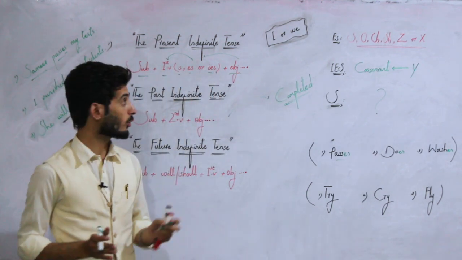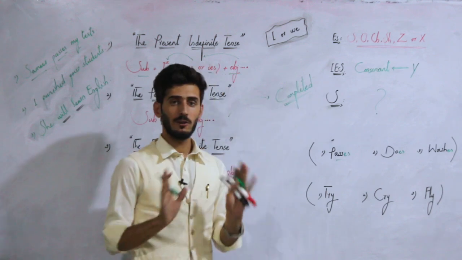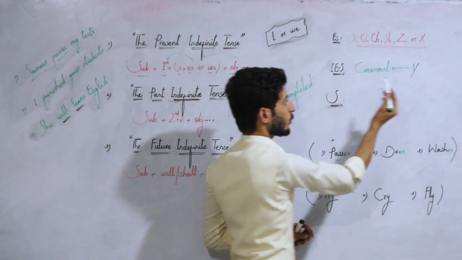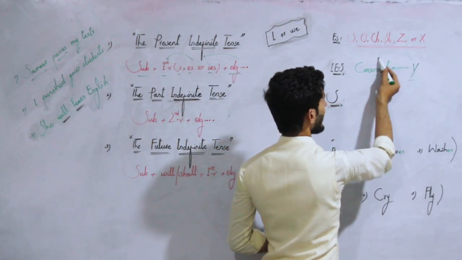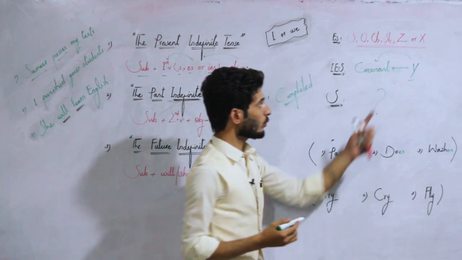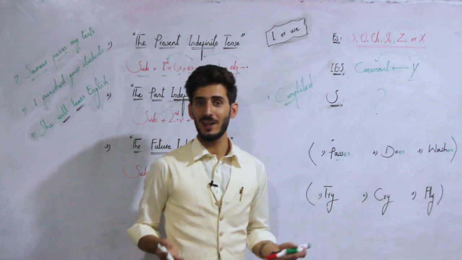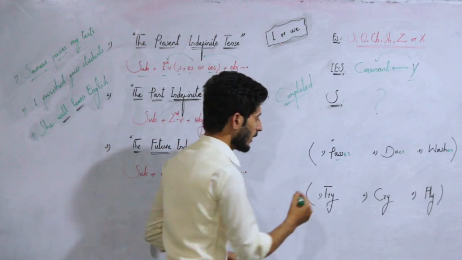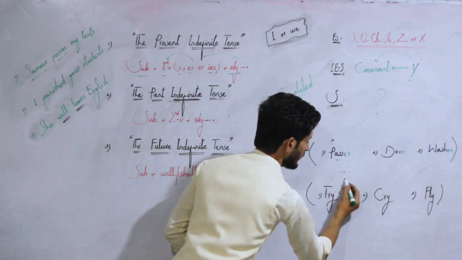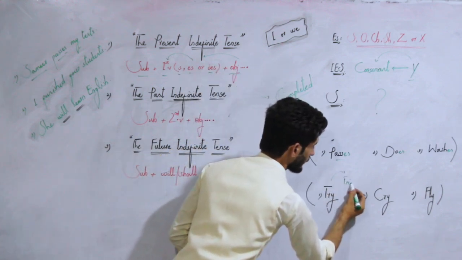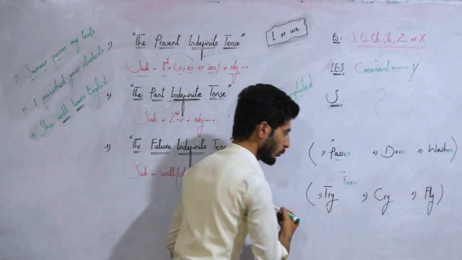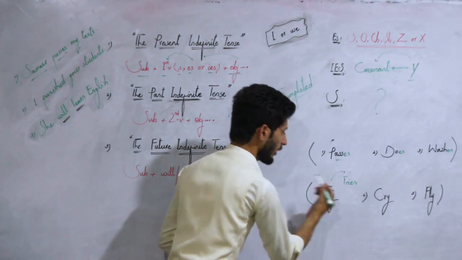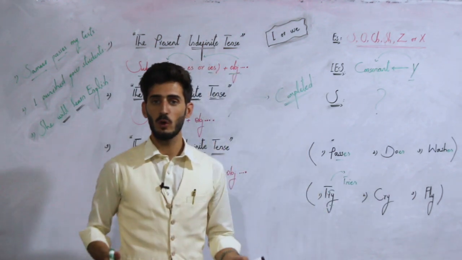Then a bigger question takes place in the mind of students when we add ies to the verb. Simple. When a verb ends with y and before y there is any consonant, you will remove y and will replace it with ies. For example, try, it will become tries. This verb ends with y and before y there is a consonant, therefore you will replace y with ies.